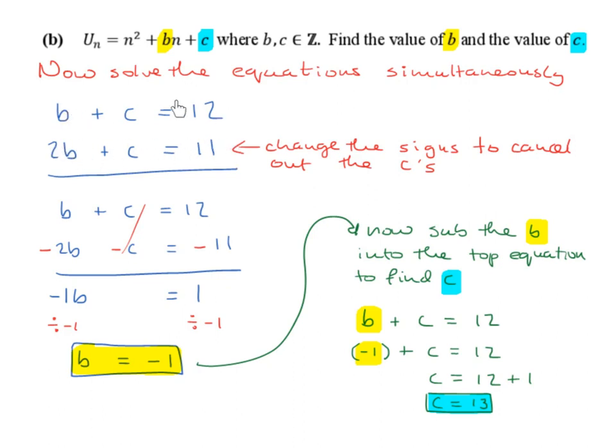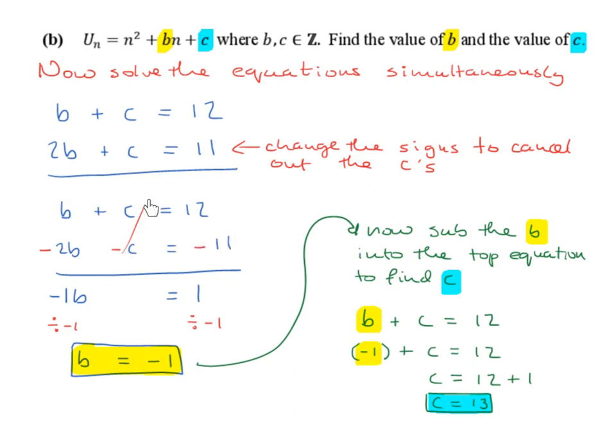So I can write down the first equation again. So b plus c is equal to 12. I'll just write that down again. Now 2b becomes minus 2b, plus c becomes minus c, and 11 becomes minus 11.